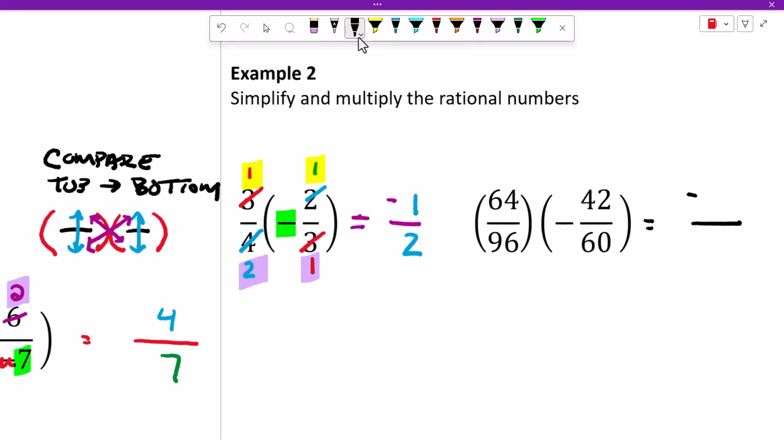6. Into which numbers? 48 and 60. There's no 48. Or 42 and 60. Yeah. So 6 can divide both of these. Right? 6 can fit into both of these. So 42 divided by 6 is 7, and 60 divided by 6 is 10. Okay. Any other ones?